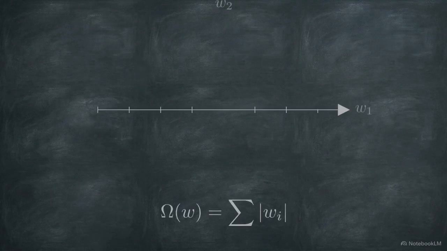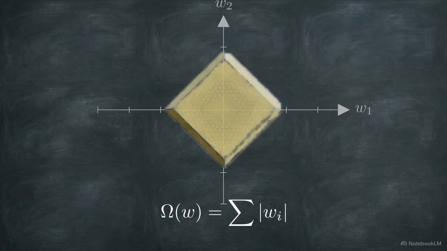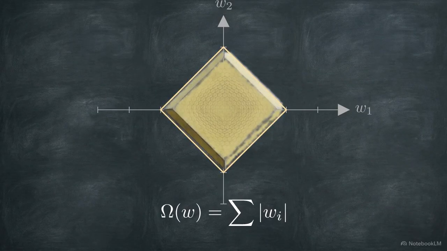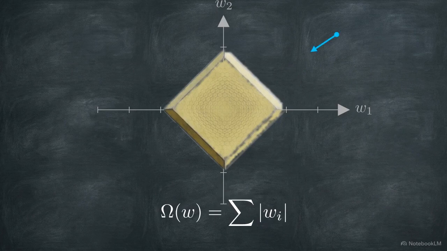Because L1 is defined by the sum of absolute values, its constraint region is not a sphere. It forms a sharp, multi-dimensional diamond. This physical shape alters the underlying calculus. The regularization contribution to the gradient no longer scales linearly with the size of the weight. It applies a constant factor, pushing the optimization mathematically toward the diamond's corners, right onto the axes themselves.